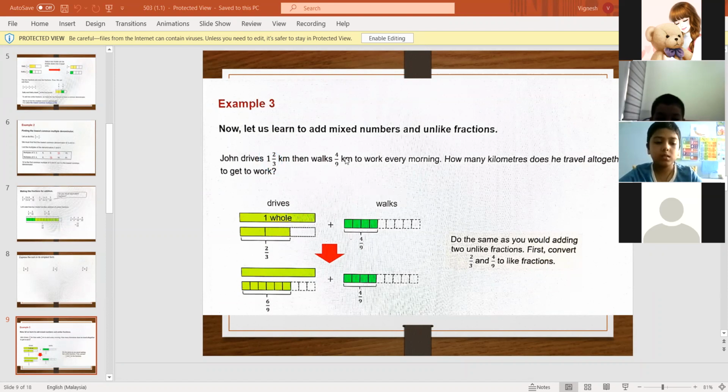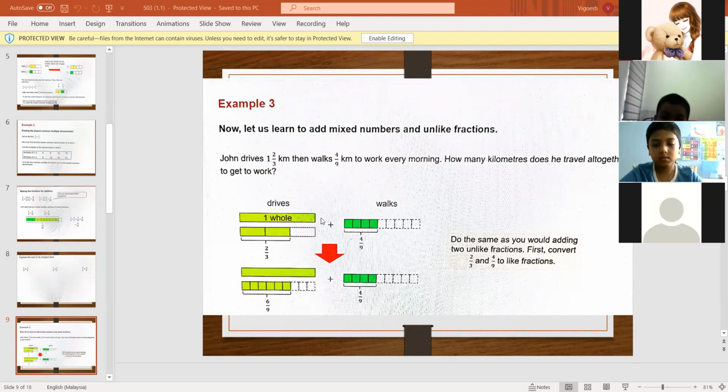Okay, so John drives 2/3 kilometer, then walks 9/4 kilometer to work every morning. How many kilometers does he travel altogether to get to work? Can you see the bar model here? The whole is one whole. Okay, they have separated how long he drives and how long he walks.